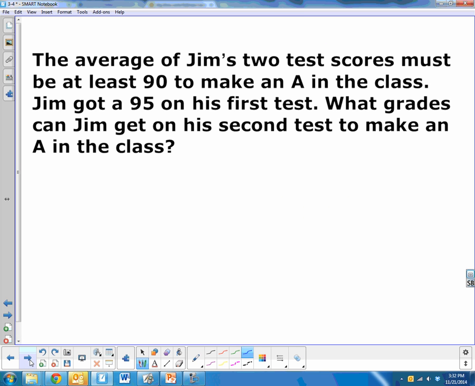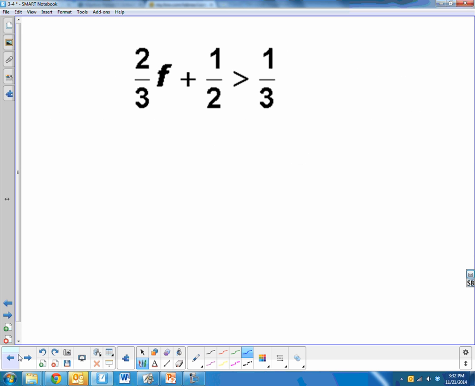Fractions, one word problem here, and then you'll have some to try on your own. So with fractions, same process, right? We're going to do the inverse operation. Opposite of plus is minus 1/2. I'm going to minus 1/2 from both sides. 1/2 minus 1/2 is nothing.